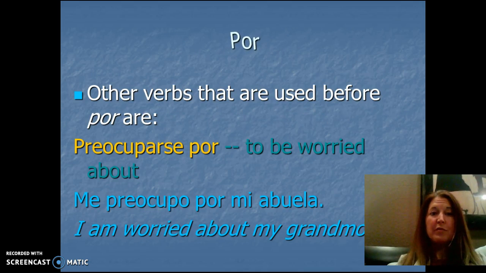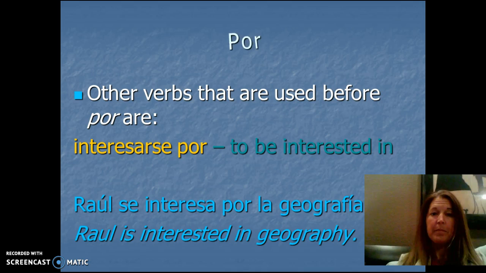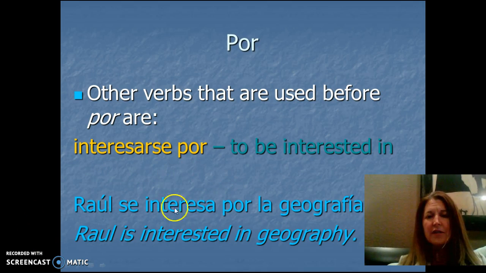Other verbs that are used before por are preocuparse por, to be worried about. Me preocupo por mi abuela. I'm worried about my grandmother. So these are basically used as prepositions after verbs. Comenzar por. We begin by praying. Comenzamos por rezar. Basically by, that's your por, meaning by. Interesarse por. Raúl se interesa por la geografía. He's interested in geography. There's so many different ways to talk about interest, but here's one of the ways.